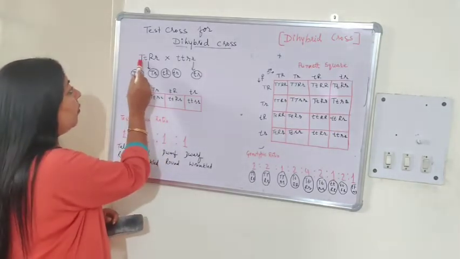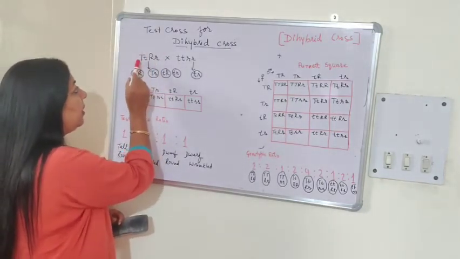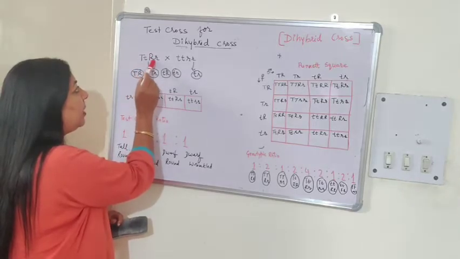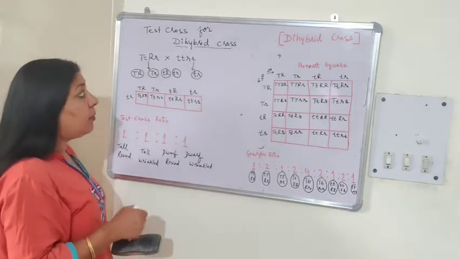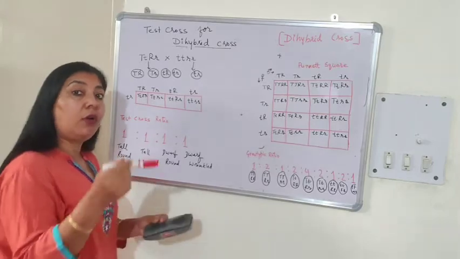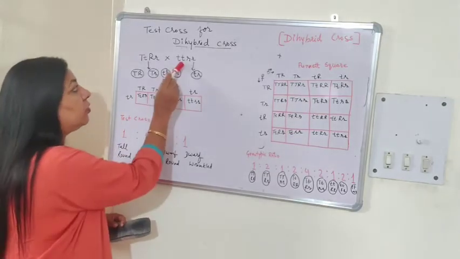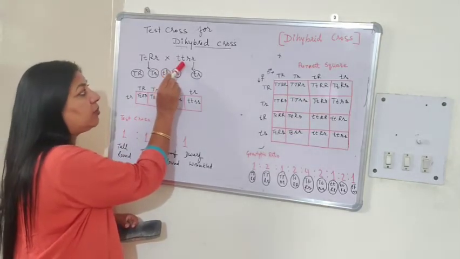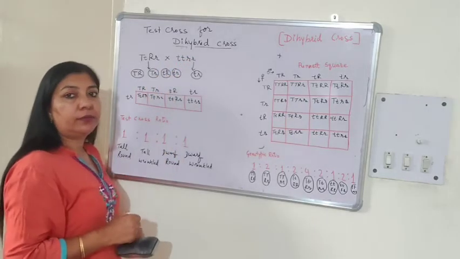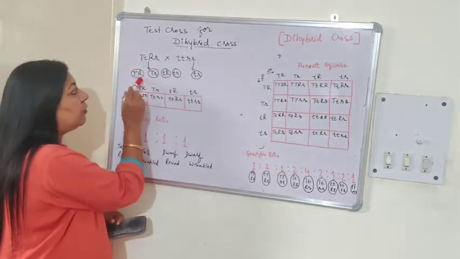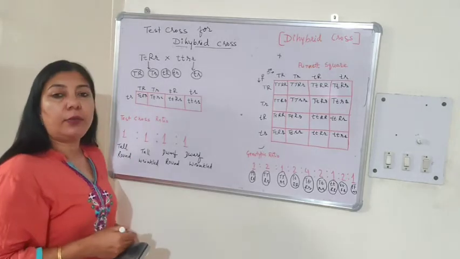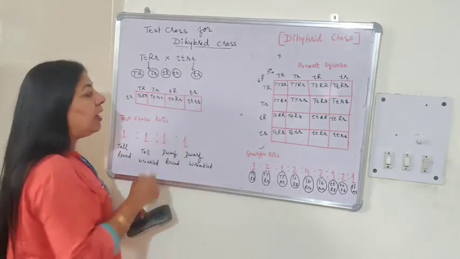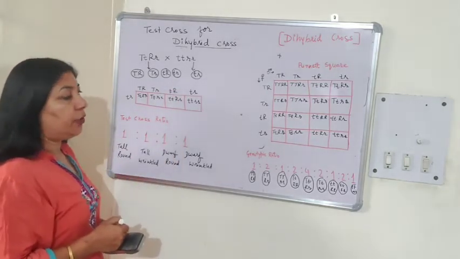So here, one parent is capital T small t, capital R small r. Because it is a back cross with the homozygous recessive parent, the genotype will be small t, small t, small r, small r. In this case, 4 types of gametes are produced, and here only one type of gamete is produced.